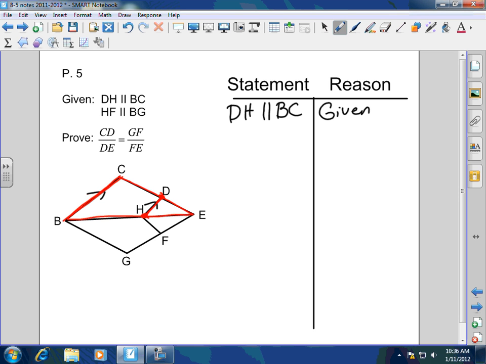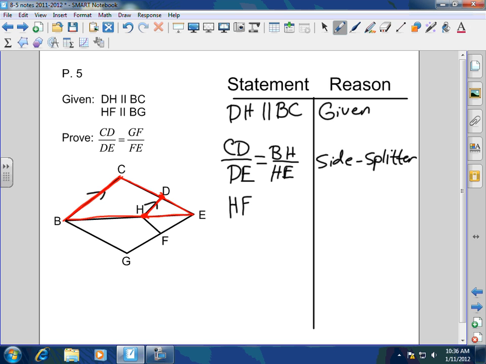So I can say now, or actually looking at what the proof wants, CD to DE will be equal to BH to HE. And that's going to be side splitter. Does that make sense, guys? Does everyone see how and why I split it up that way? Yes? Okay, now, let's look at the next fact that they give us.